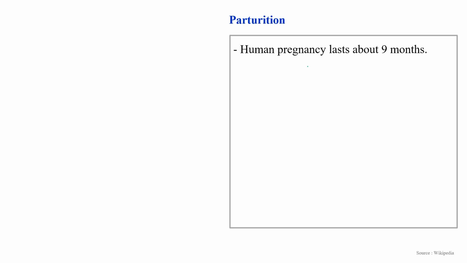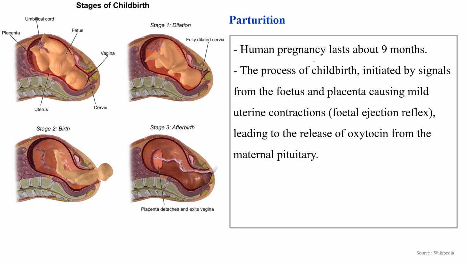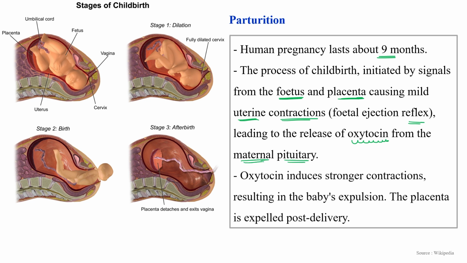What is parturition? Human pregnancy lasts about 9 months. We all know this. The process of childbirth is initiated by signals from the fetus and the placenta, causing a mild contraction in the uterine wall, which is known as the fetal ejection reflex, leading to the release of oxytocin hormone from the pituitary gland of the mother.